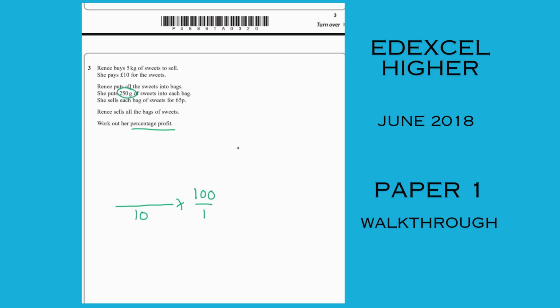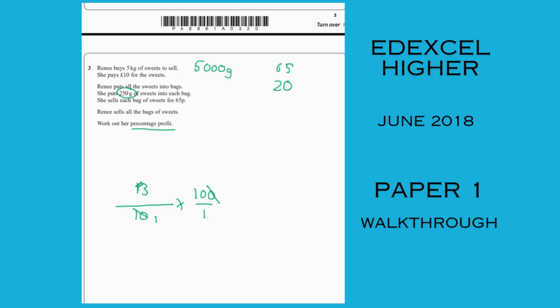Let's change that into grams first of all. And 5,000 shared in, well, 250 goes into 1,000 4 times, so she can make 20 bags. Each bag is sold for 65 pence. 65 twos, 130, so that's 1,300 pence, or in other words, £13. Again, with the pre-cancelling, divide the bottom by 10 and the top by 10.